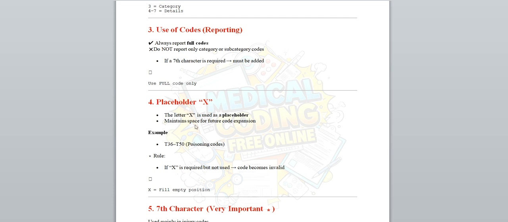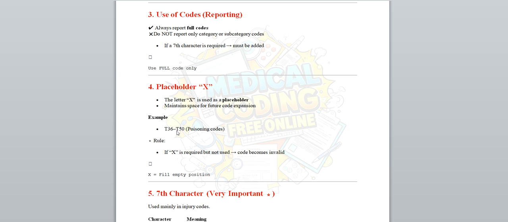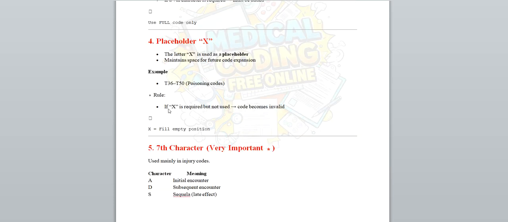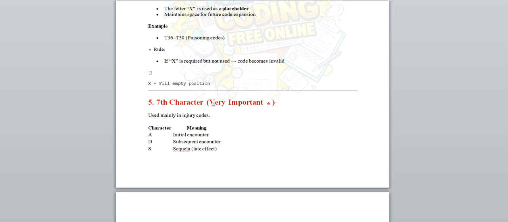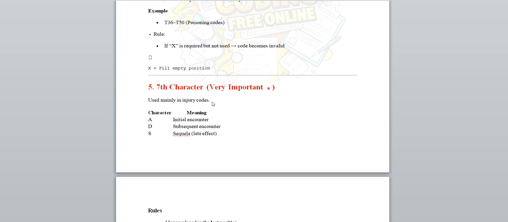Placeholder X. The letter X is used as a placeholder. It maintains space for future code expansion. For example, T36 to T50, ordering codes. Rule: if X is required but not used, the code becomes invalid. So X fills the empty position. The seventh character is very important.